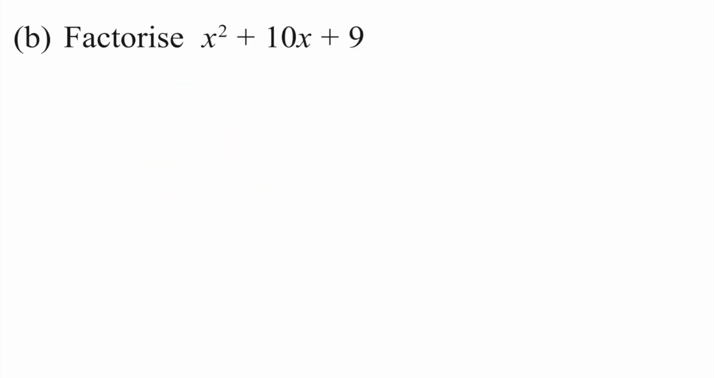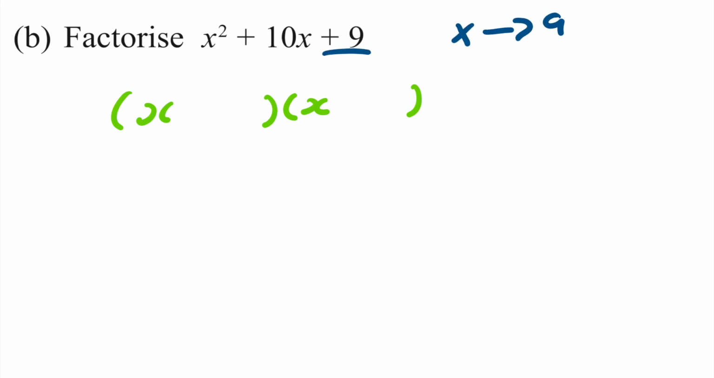Factorise x squared plus 10x plus 9. So we're factorising, we're going to be putting this into two brackets whereby you've got x as the first term or component of each of the brackets. When you're factorising, you're looking for two numbers that times to give you just the number at the end. So two numbers that times to give you 9.